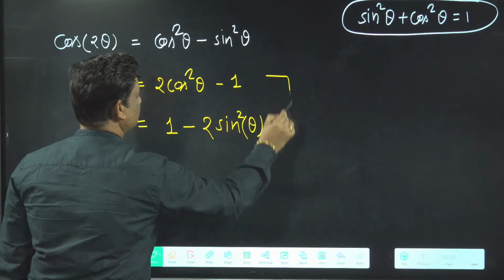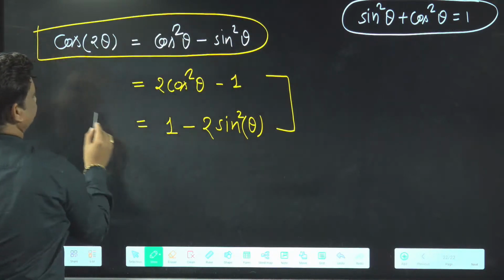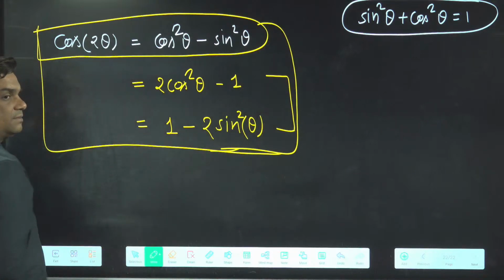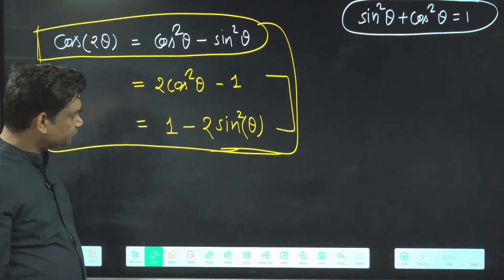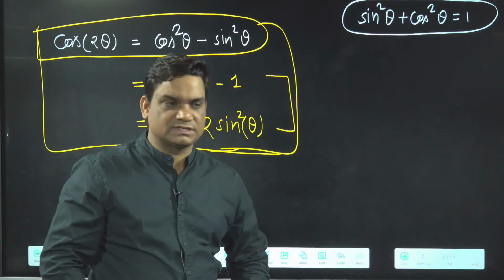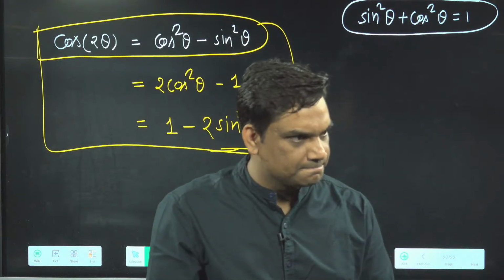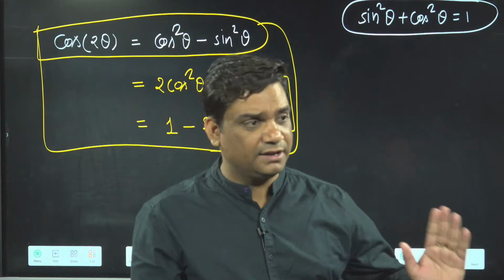Now these two formulas you have to prove, how this comes, using that. So for this class, only these things are there. Next class we'll write some more things. Okay, bye.